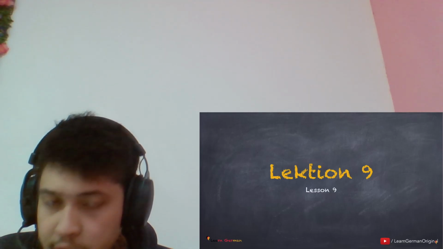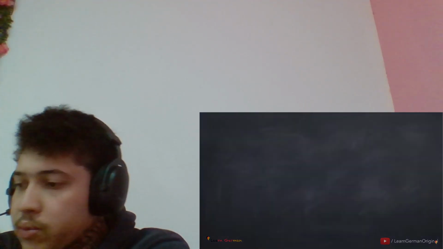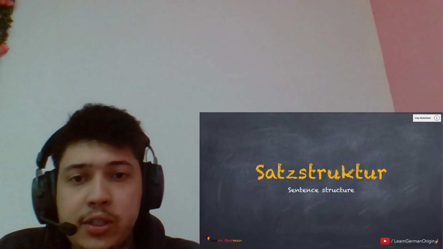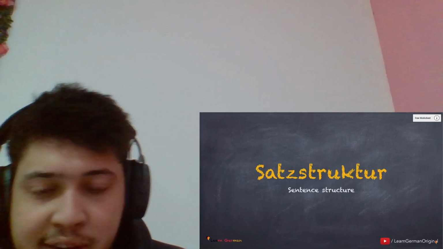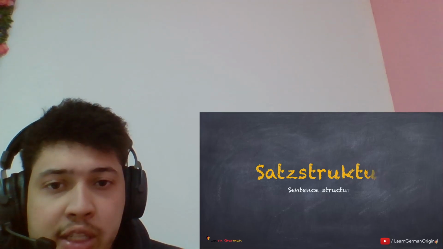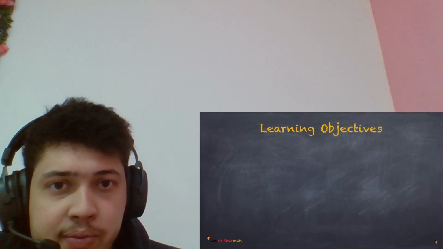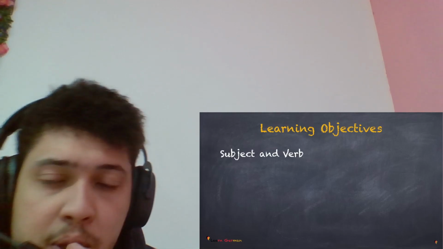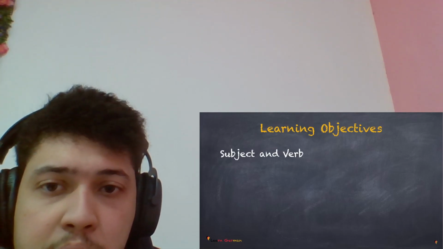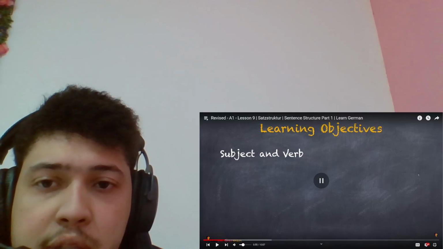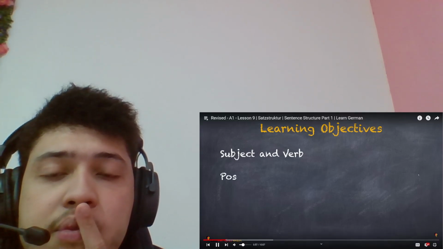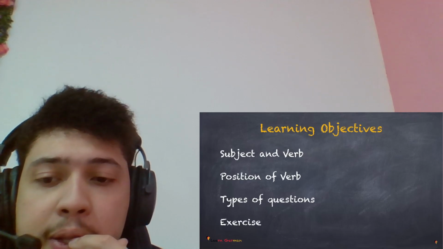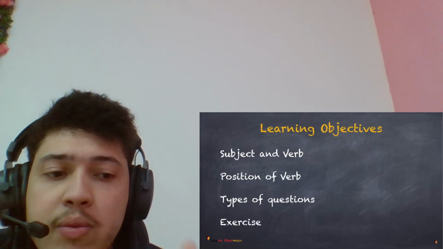Lektion 9. Satzstruktur. Here's an overview of what we will be learning in this lesson. We will be beginning with the important parts of a sentence, the subject and the verb. We will also learn where the verb is placed and the types of questions. We will conclude this video with a short exercise.